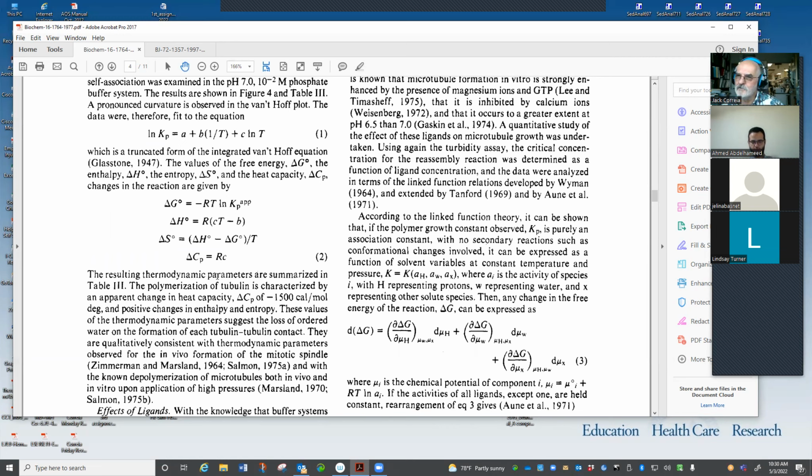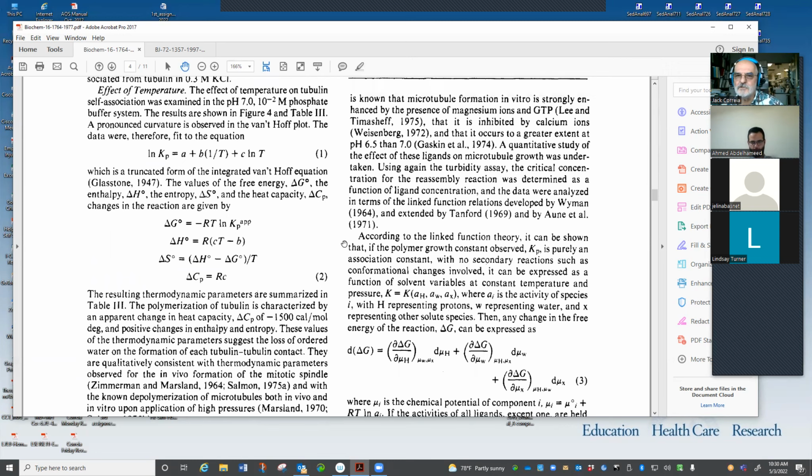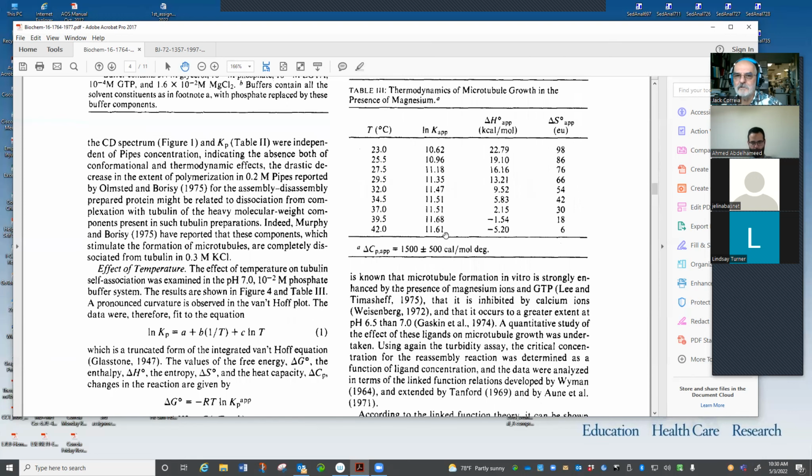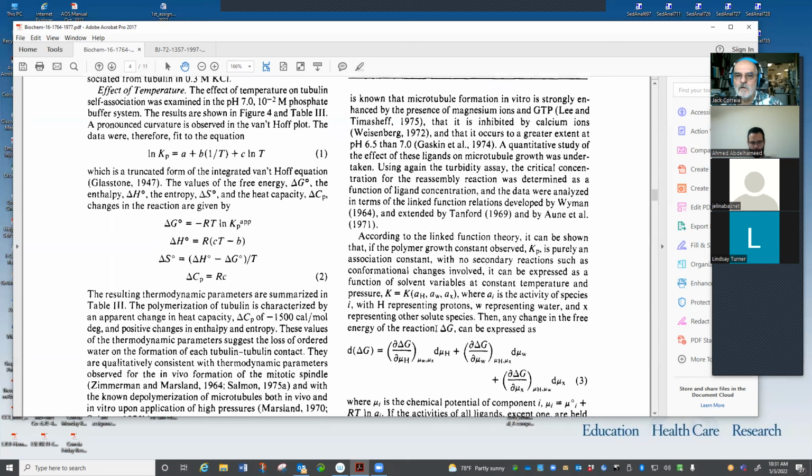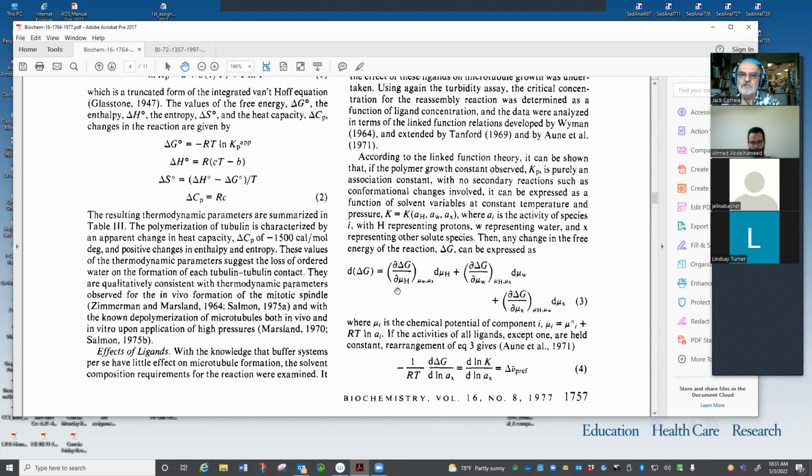You're burying hydrophobic surface, you're releasing water, so there's a change in the entropy, that's the driving force, but you're also breaking all those hydrogen bonds, and consequently, that's a positive enthalpy change. But you can see that it changes with temperature, and at high enough temperatures, it switches over to being both entropically driven and enthalpically driven. Okay. So next, what the paper then goes into is looking at a lot of other variables.